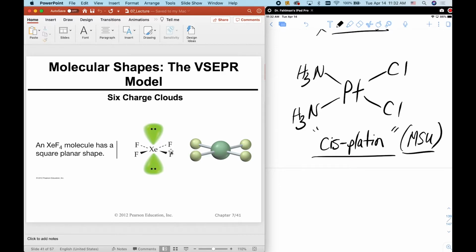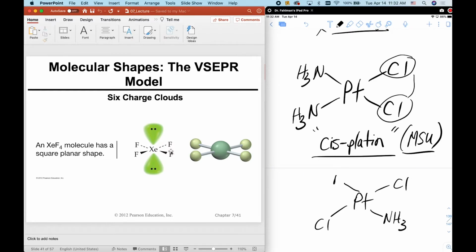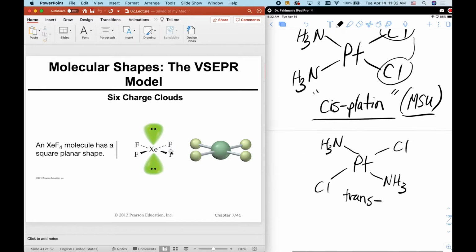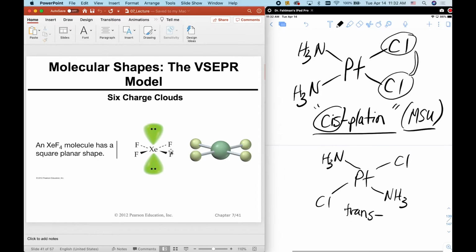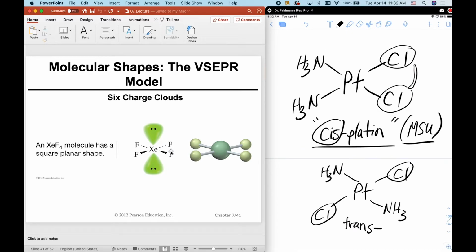Cis refers to substituents like chlorines that are on the same side of the molecule. Okay, versus, you're going to learn this in organic chemistry, but that would be trans. Okay, so they're isomers, which means just different rearrangements. Cis means they're on one side, trans means they're on opposite sides. Okay, so kind of TMI for this class, but this is another example where you've got a square planar geometry.